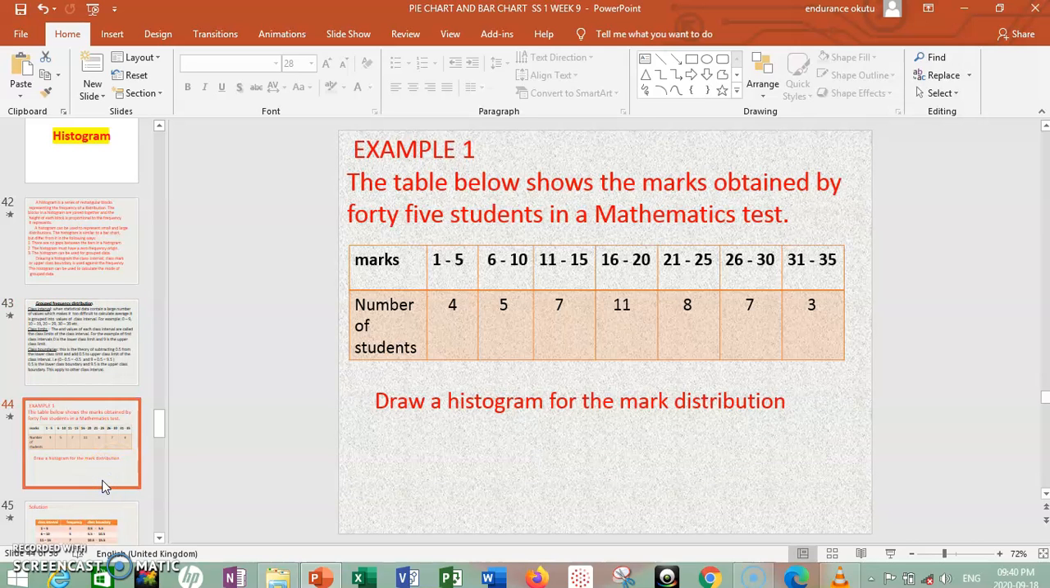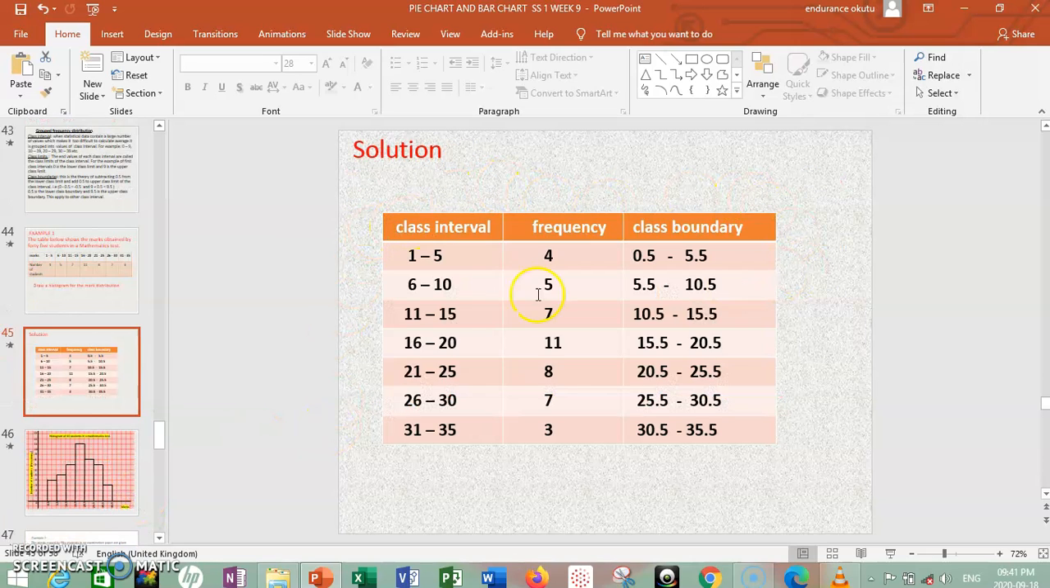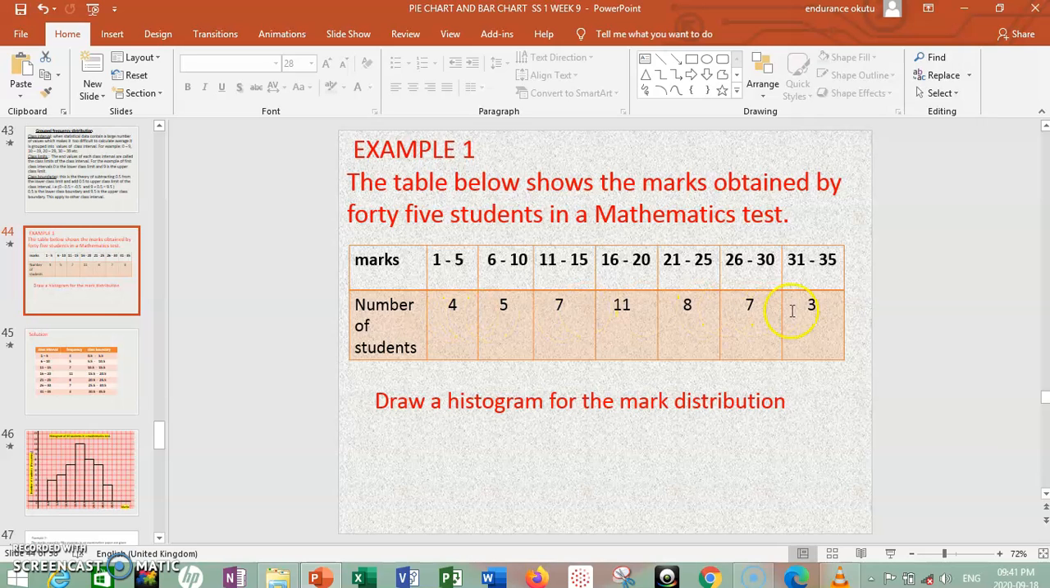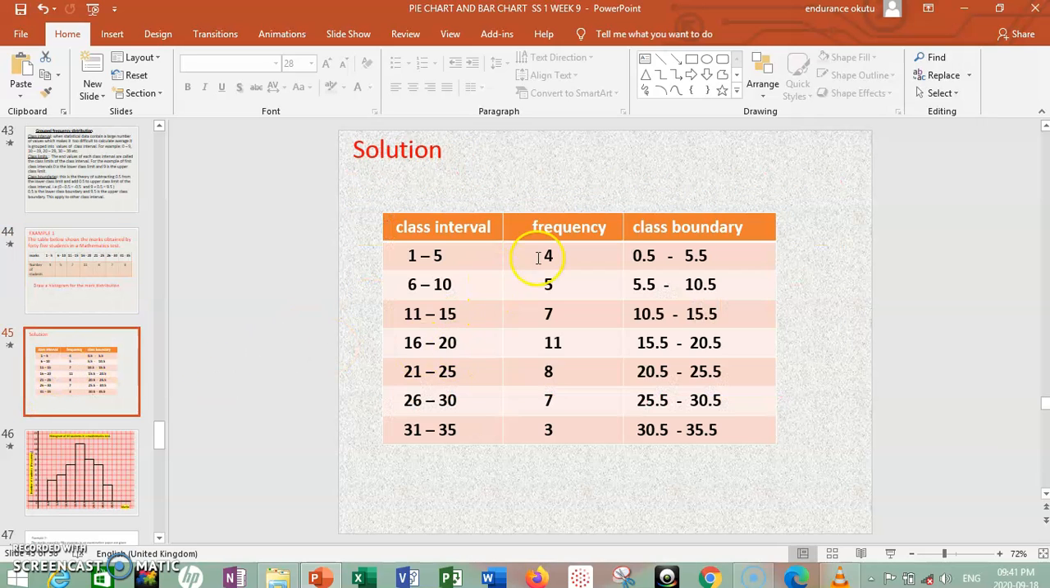Now let's take example 1. The table below shows the marks obtained by 45 students in a mathematics test. This is the class interval, and this is the number of students, which is our frequency. We are asked to draw a histogram for the marks distribution. It's simple. We make a table. This is the class interval. The frequency is given, so we quickly write our frequency. Now the class boundary: this is 1. Subtract 0.5 from 1, it will give you 0.5. Add 0.5 to 5 to give you 5.5. The same thing you do for the others.